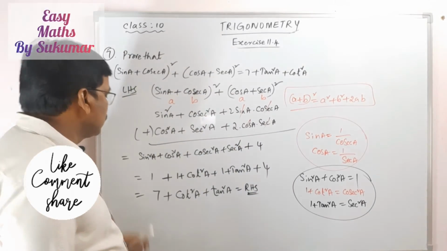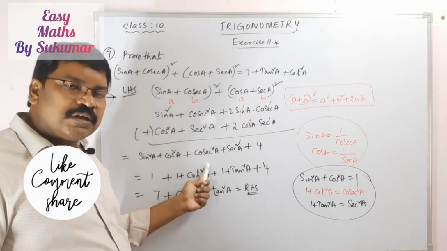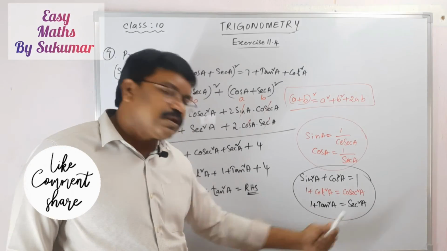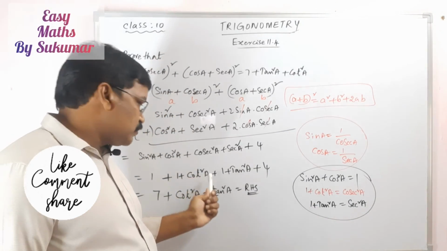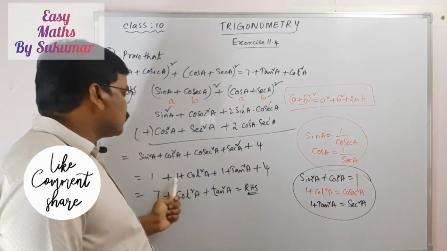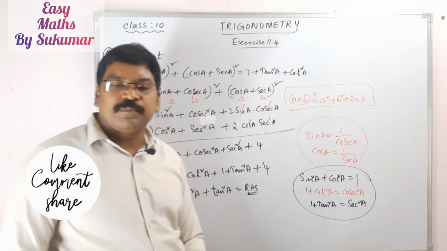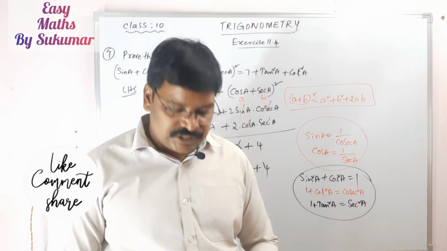Okay, my dear students. Now, sin square a plus cos square a means 1. Cosecant square a means 1 plus cot square a. Secant square a means 1 plus tan square a. So that means 1 plus cot square a plus 1 plus tan square a plus 4. What is 1 plus 1? 2. 2 plus 1 is 3. 3 plus 4 is 7. 7 plus cot square a plus tan square a. That is equal to RHS. So hence it is proved.